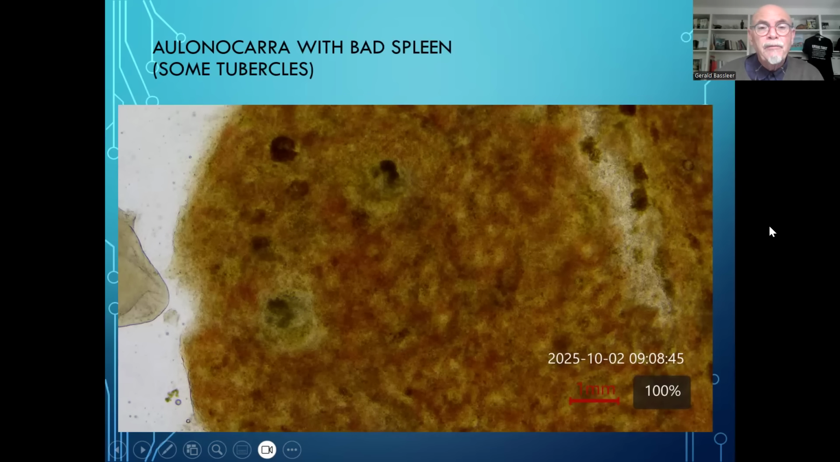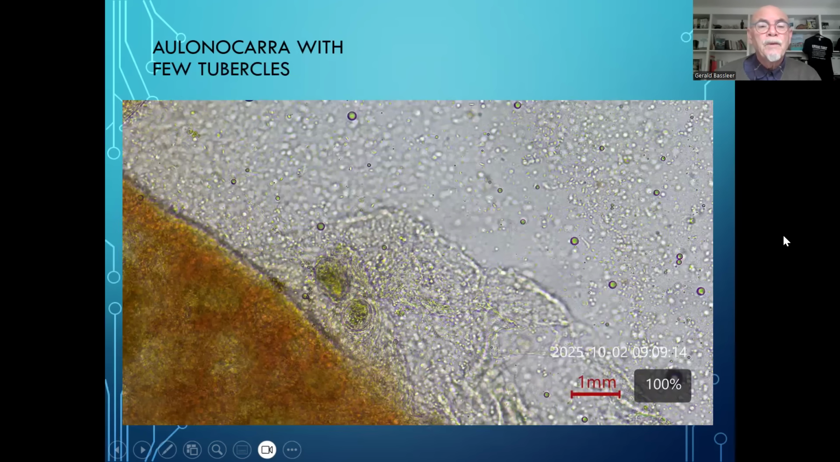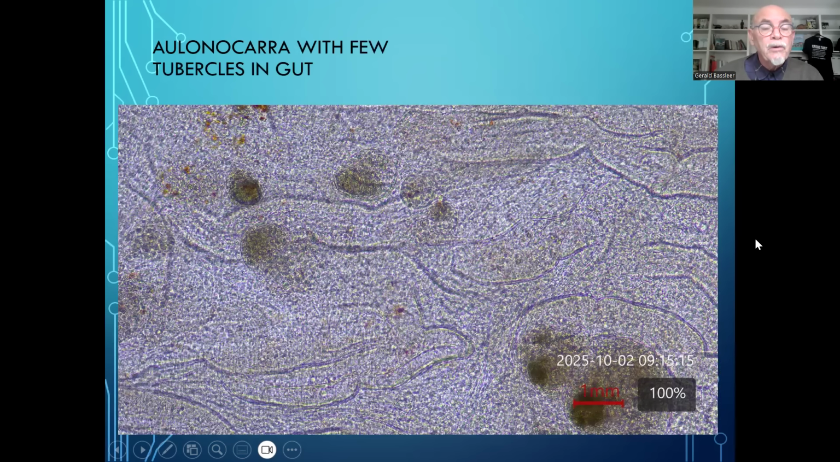Well, we found a very bad spleen with tubercles. Look at that, very bad spleen. We found tubercles in the mesenteria outside here. Those few tubercles. We found tubercles in the gut. Very specific tubercles. Doesn't look exactly like the typical tuberculosis tubercles.